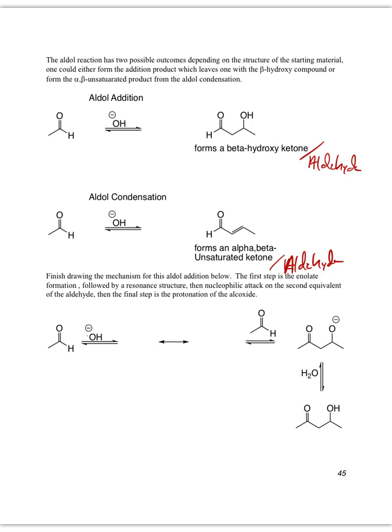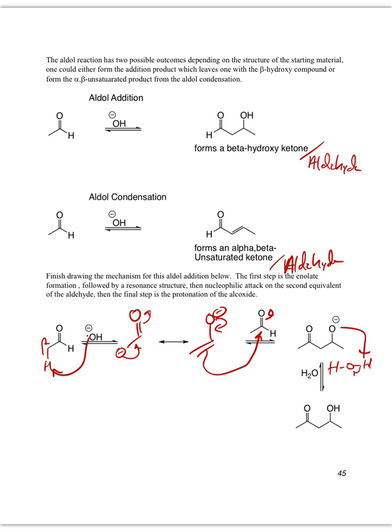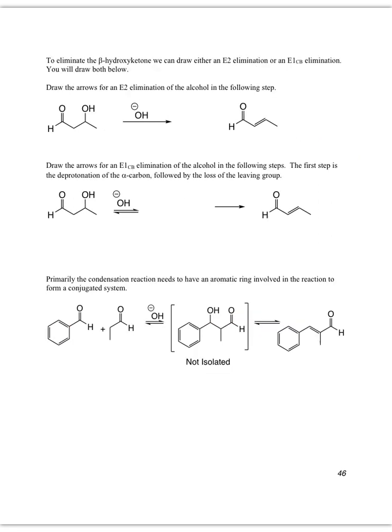Okay, so as we showed before, we can draw it again, pull off the alpha hydrogen, make the anion, draw the resonance structure to make the enolate. The enolate can attack another equivalent to make the anion, and then this can go grab a hydrogen off of water to make the beta hydroxyketone.